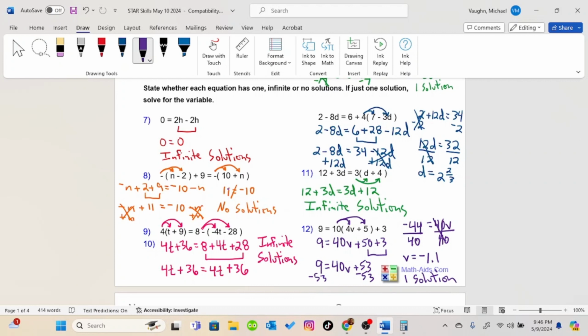If you have any questions about how to determine whether there are 0 answers, 1 answer, or infinite answers, please use class time now to ask for clarification.